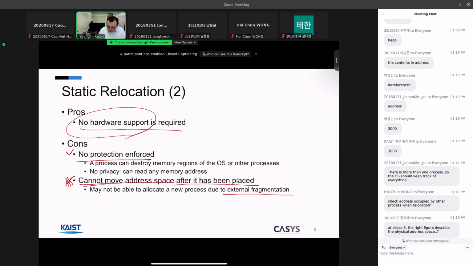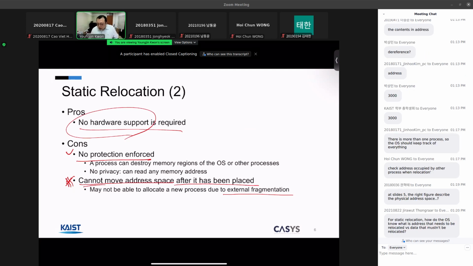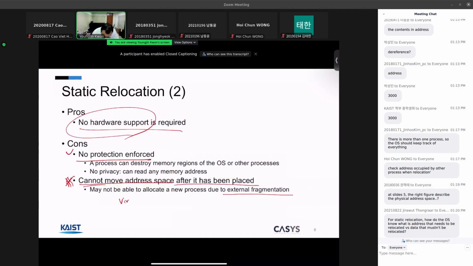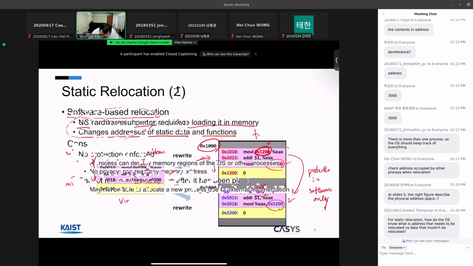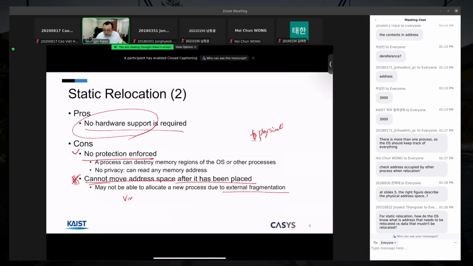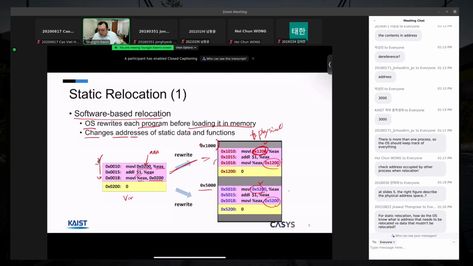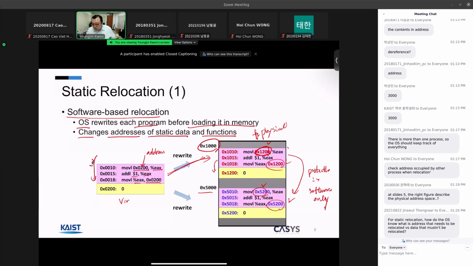With hardware support. Okay, question. At slide 5, the right figure describes the physical address space. Yes, this is the virtual address space. This is physical.